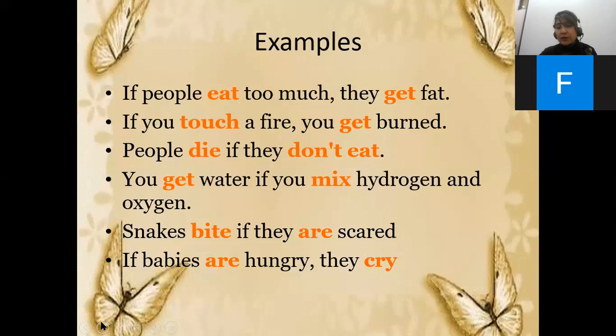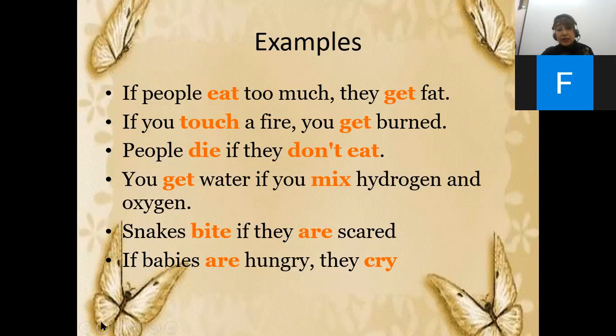If you touch a fire, you get burned. Can anybody claim that when you touch a fire, you won't be burned? Nobody can claim that. This is a general truth. People die if they don't eat. Again, nobody can claim that human beings can live without eating. You get water if you mix hydrogen and oxygen. H2O is the water formula. This is the chemical combination, and this is a scientific truth. So if you mix hydrogen and oxygen, you get water.